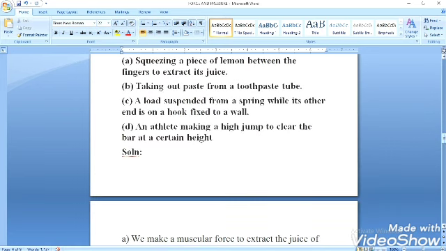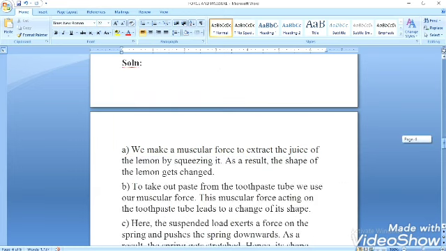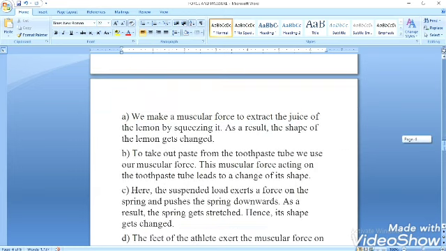Next one, a rod suspended from a spring while its other end is on a hook fixed to a wall. Okay, here the suspended rod exerts a force on the spring and pushes the spring downwards. As a result, the spring gets stretched, hence its shape gets changed.